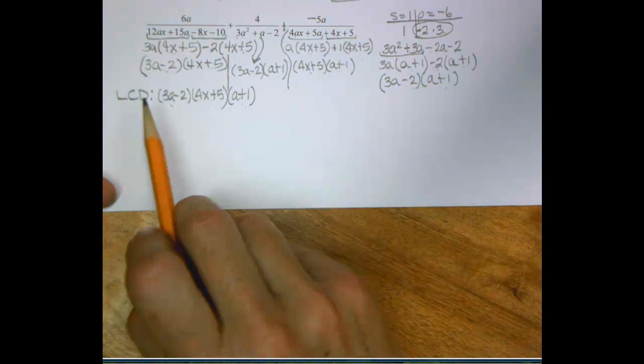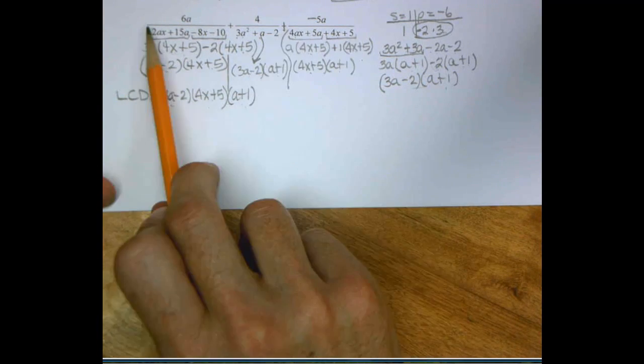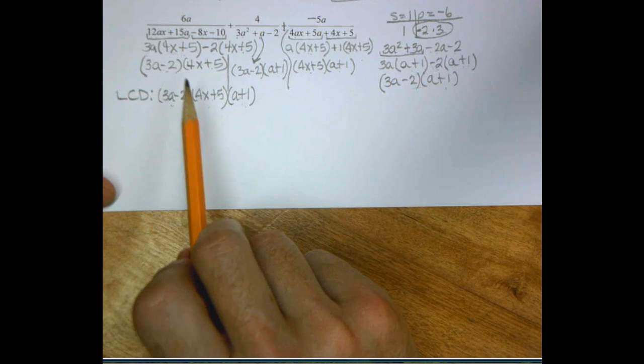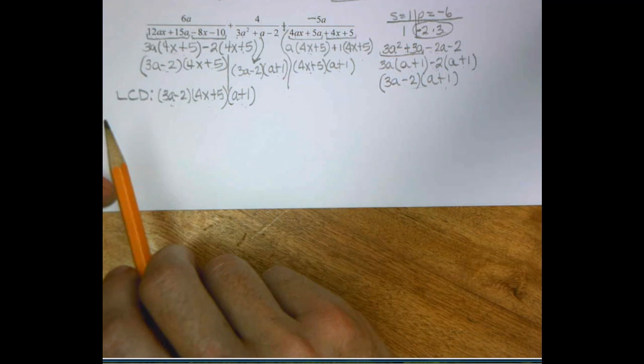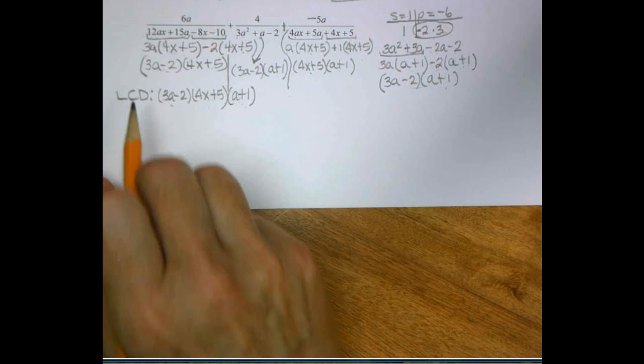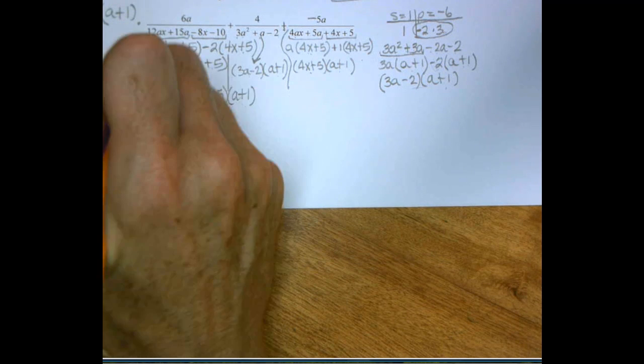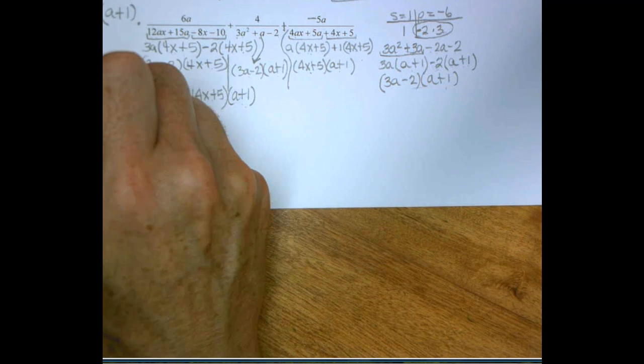terms and see what's missing, what do I have to multiply by, because since I do not have an equal sign, the best I can do is build up my fractions to have a common denominator. So for the first denominator, I'm missing that a plus 1, so I'll multiply a plus 1 for the numerator, a plus 1 for the denominator. You can just barely see that.